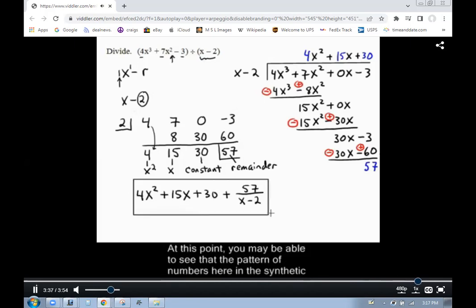At this point, you may be able to see that the pattern of numbers here in the synthetic division mirrors the pattern of numbers in the long division. Synthetic division is essentially performing the same algorithm as long division, but the variables are left off, and this makes the process shorter.